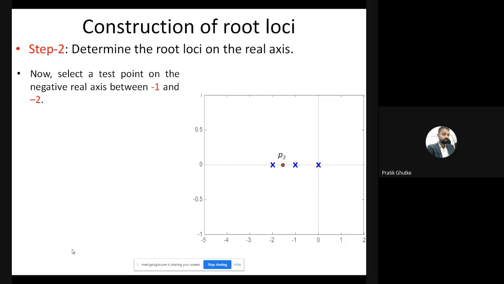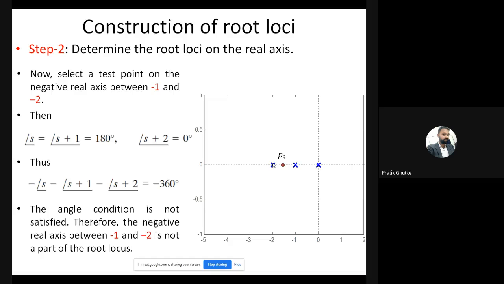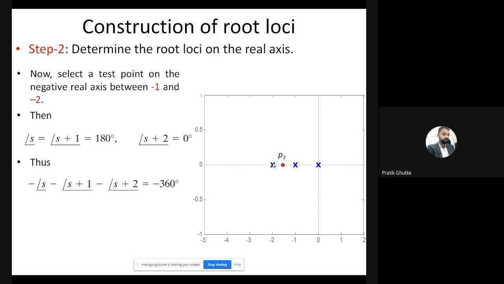See now next step. Now if I select the test point on the real axis between the second pole and third pole as shown in the figure, that is -1 and -2, then the angle of s equals angle of s plus 1 equals 180 degree, and alone the angle of s plus 2 equals 0 degree. Thus, by summing all the angles, that is angle of s minus angle of s plus 1 minus angle of s plus 2, it is now coming to minus 360 degree. Hence, the angle condition is not satisfied in this case.